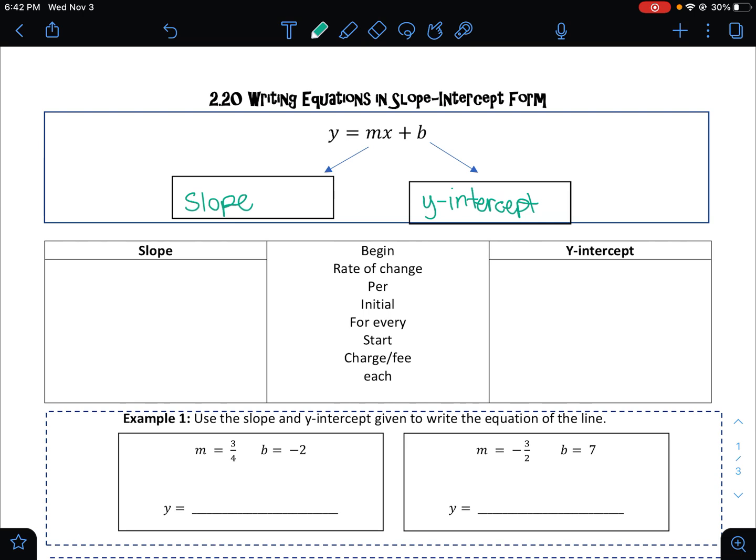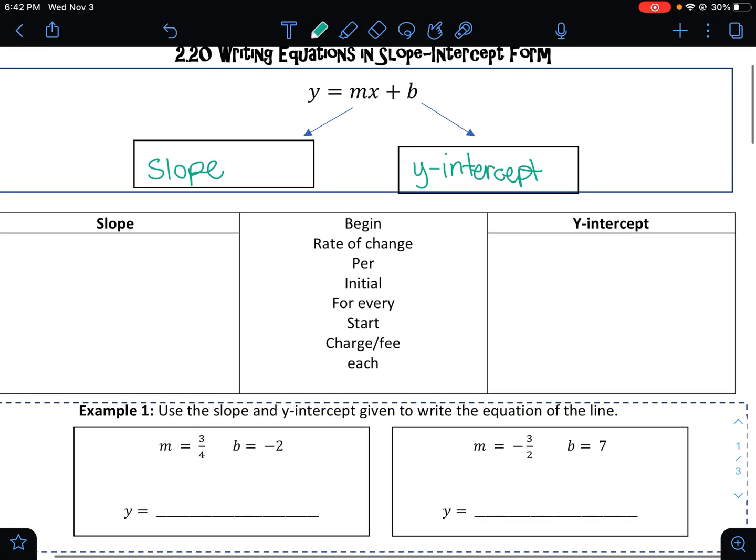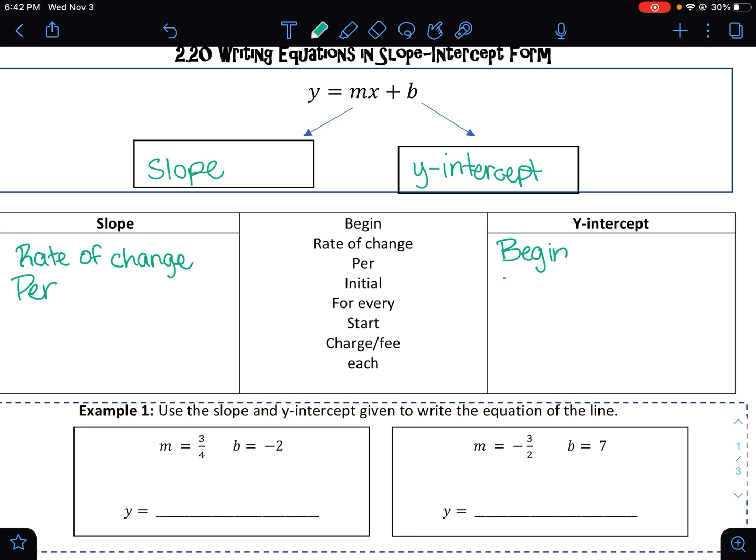Okay, so we have some words in the center and we need to identify what words represent slope and what words represent the y-intercept. So when we think of the word begin, that is a y-intercept word. When we think of rate of change, that means slope. Okay, the word per is another slope word. Initial is the same thing as beginning, so that is a y-intercept word.